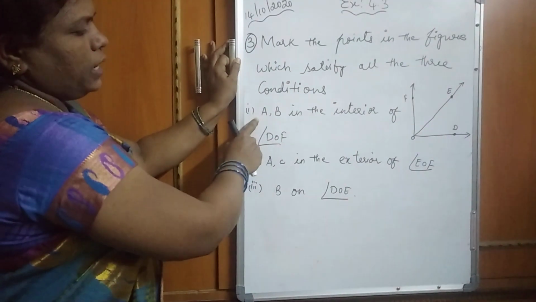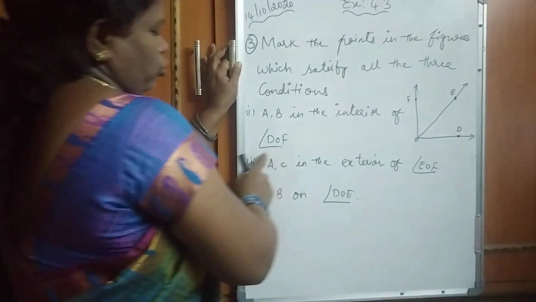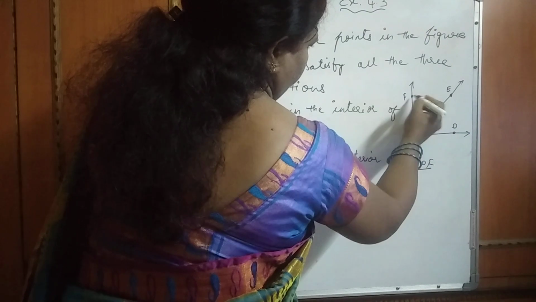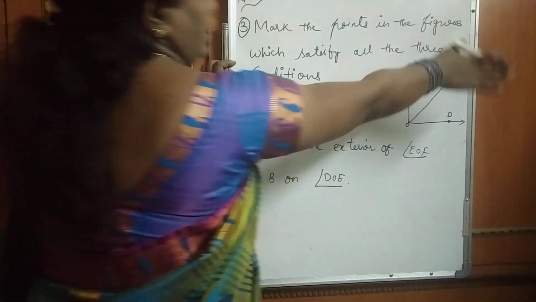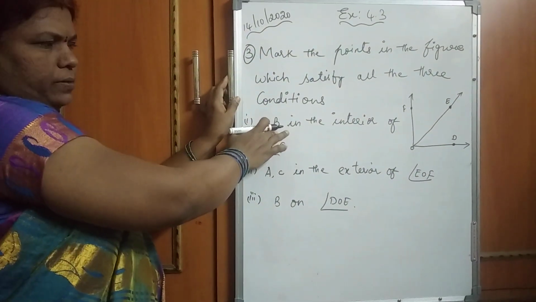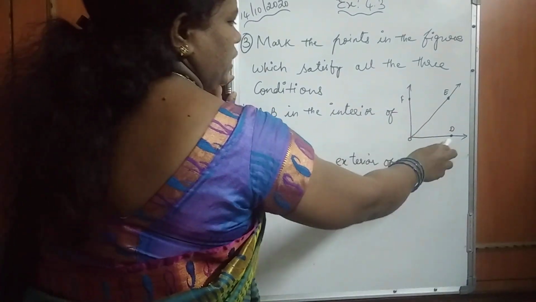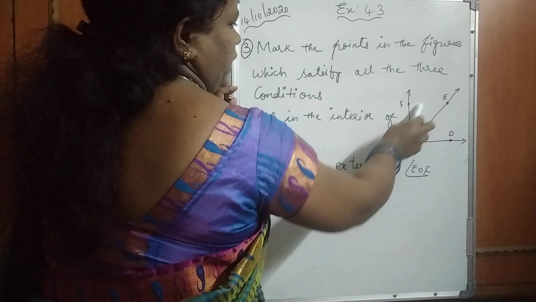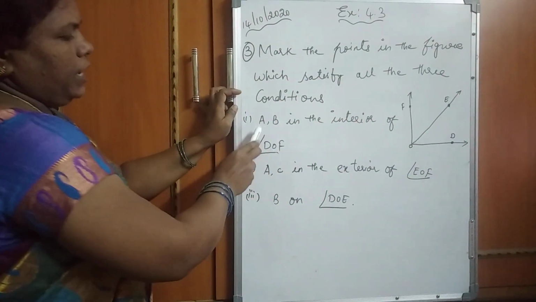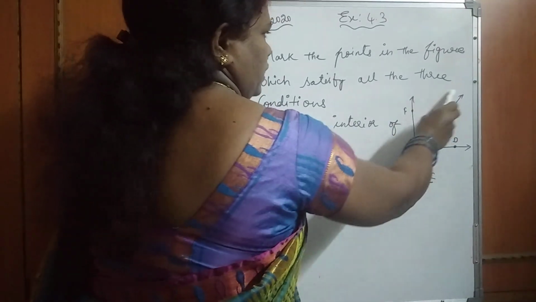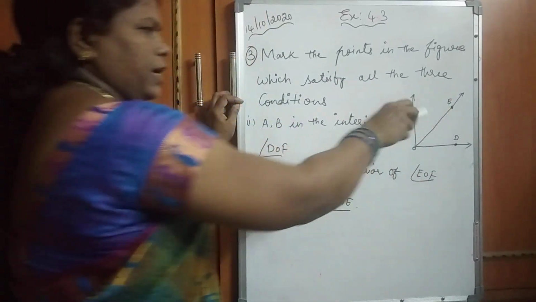First condition: A and B in the interior of angle DOF. Where is DOF? Here. So anywhere in this complete area you can mark the A and B points, anywhere inside here.